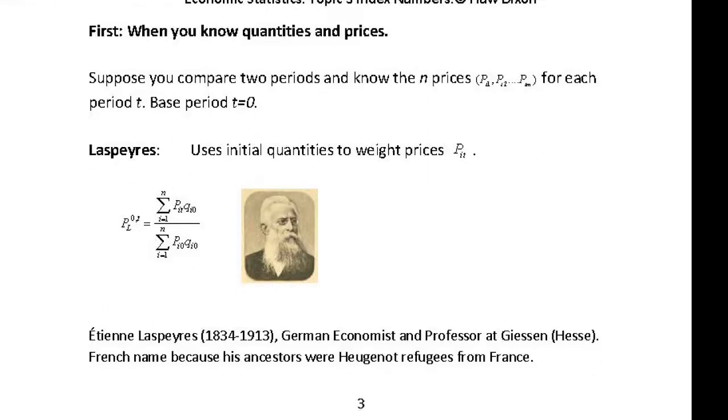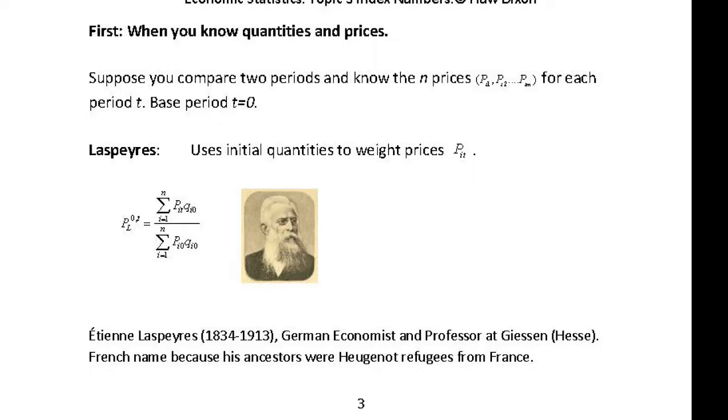So let's first look at the problem. Let's assume that you know both prices and quantities. This has been an issue which has been looked at in some detail. Suppose you compare 2 periods, and in both periods you know the prices. There are n prices, P_t1, P_t2 up to P_tn. P subscript t1 is the price at time t of good 1, P_t2 is the price at time t of good 2, and so on. And t equals 0 is the base year, so P_01 is the base year price for good 1, and so on and so forth.